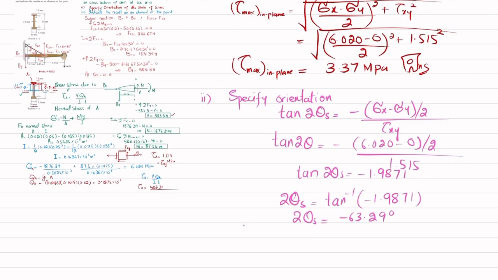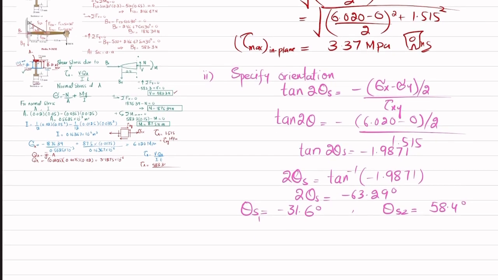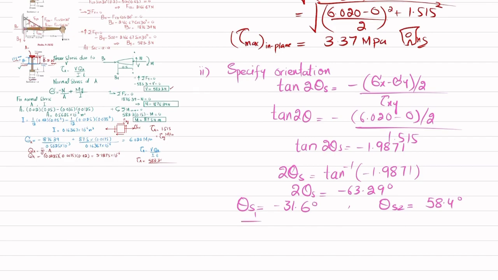and you will get 2 theta s equal to minus 63.29 degree, or theta s equal to minus 31.6 degree. And there is another plane, theta S2. This is theta S1, and theta S2 will be equal to 58.4 degree. I will show you in a while how we get this. Now we have the theta S1 plane at an angle of minus 31.6, which means the element rotates 31.6 degree clockwise, and for theta S2 it should rotate 58.4 degree counterclockwise. So we want to check it.